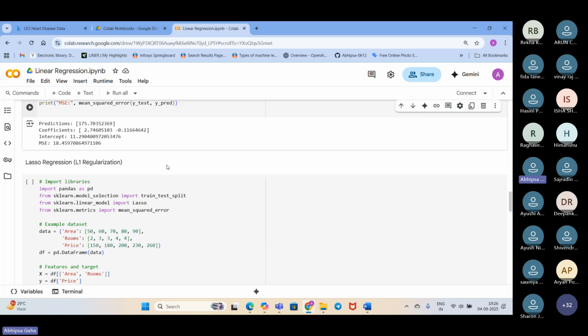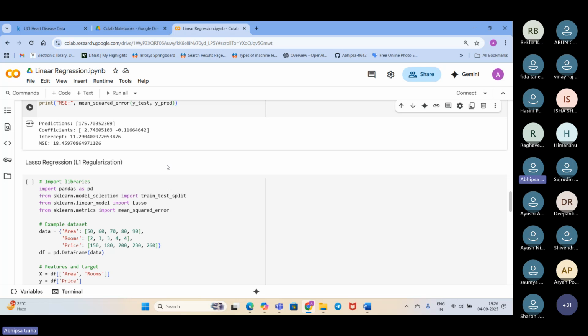In the case of ridge, it is only used for preventing overfitting, but lasso not only prevents overfitting but also performs feature selection. Okay, so got it? Understood?